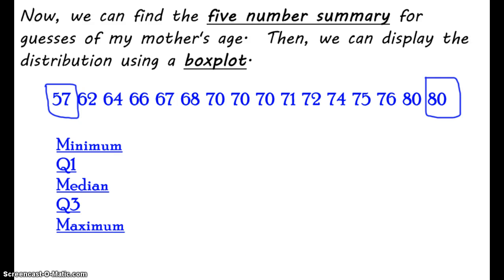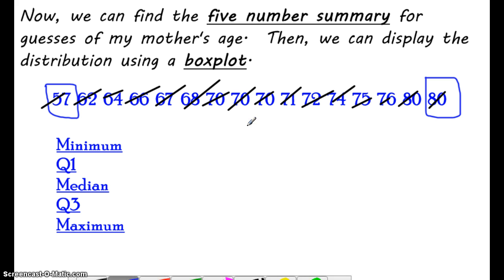Now, some students accomplish this by simply striking through values until they get to the middle. So if I strike through 57, 80, one from the left, one from the right, 62, 80, 64, 76, 66, 75, 67, 74, 68 and 72, 70 and 71, and then 70 and 70. So it looks like we have an even number of values, which means right here between these two 70s, I will find my median. As a matter of fact, it's exactly halfway between.